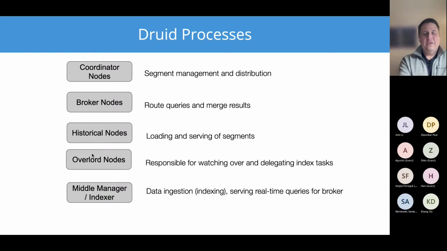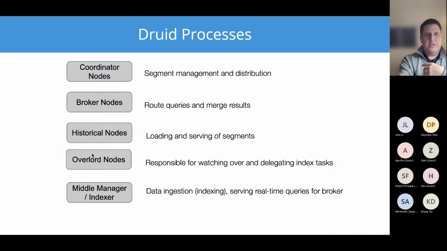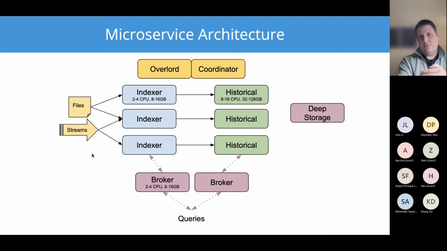Yeah. So those are the higher level services that run Druid that are responsible for data governance, data loading, and data querying, right? Where do we fit well? Slicing and dicing of very large data sets, right? Because the data is distributed across multiple machines, we can have multiple CPUs working on it at the same time.